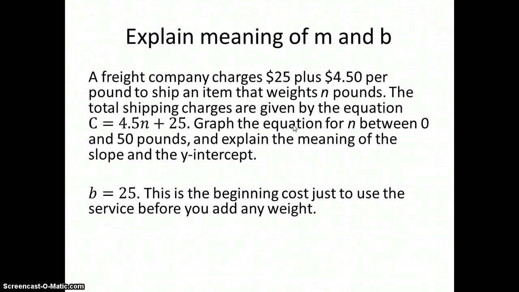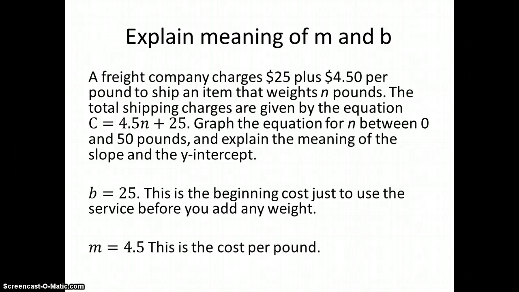So the y-intercept is the beginning cost. After that, we look at our slope, and the slope is going to tell us how much the cost is per pound to ship. So M, our slope, is 4.5, and that is the cost per pound.